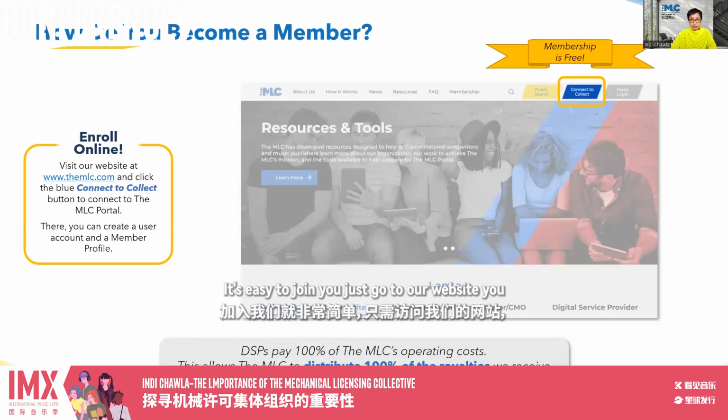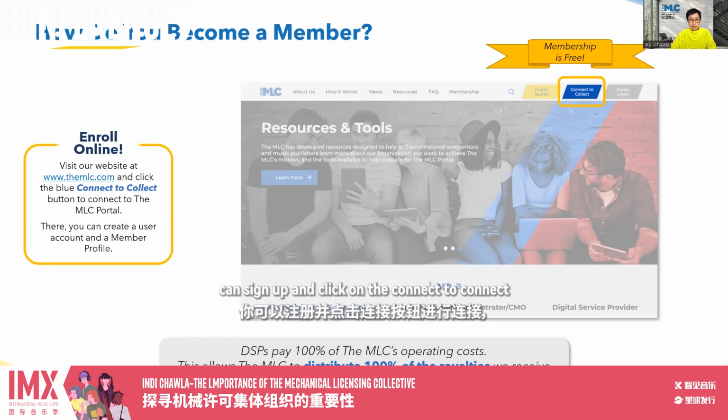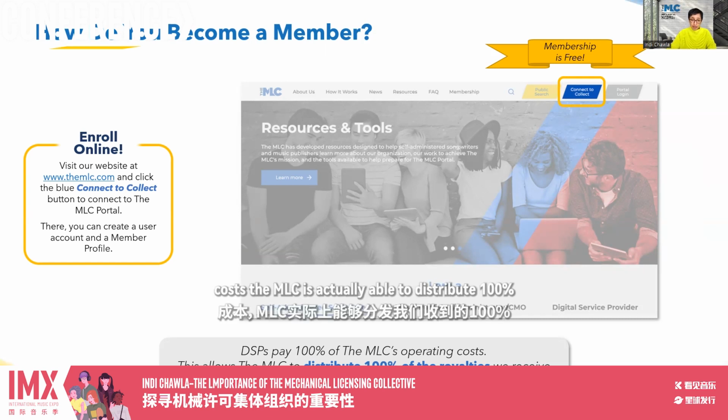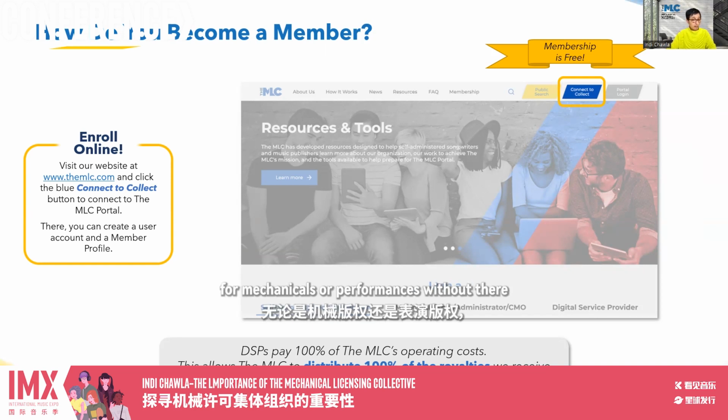It's easy to join. You just go to our website, sign up, and click on the Connect to Collect button. Membership is free. Now, importantly, because the digital services cover the MLC's operating costs, the MLC is actually able to distribute 100% of the royalties we receive. So we don't take a commission. And I believe that's the first place in the world where there's been royalty distributions for mechanicals or performances without there being a cost to the songwriter or publisher to do that.